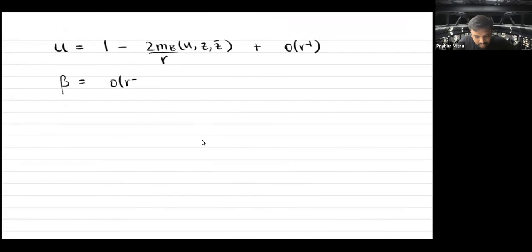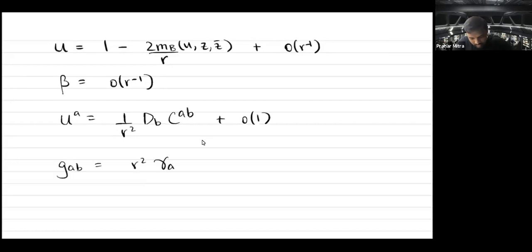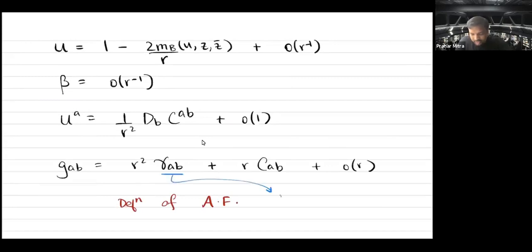Theta is... okay. And these define asymptotic flatness. So this is the definition of asymptotic flatness. Here I'm going to now fix, as you asked, this gamma AB to be the unit metric on S2. This is not always what we want to do.